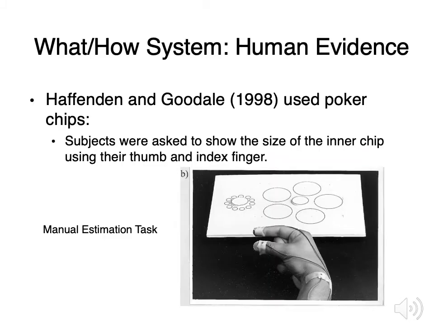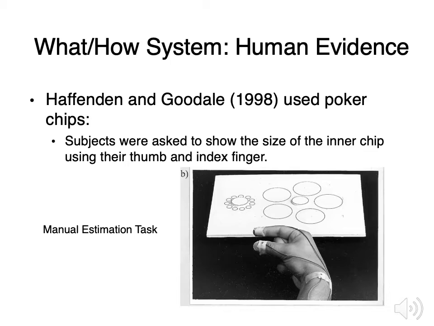They're actually identical in size. This illusion is referred to as the Ebbinghaus illusion. So why is it that you saw the circle on the right as larger than the circle on the left? What kind of processes are at play here? Research by Hoffenden and Goodale in 1998 sheds light on why we are susceptible to this illusion.